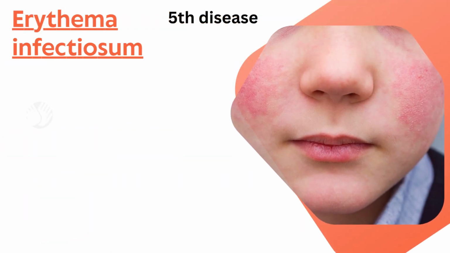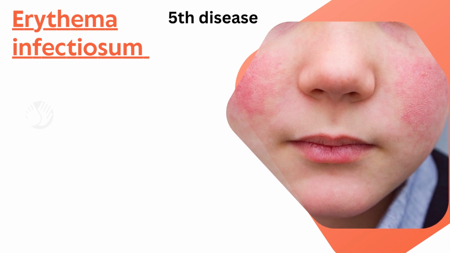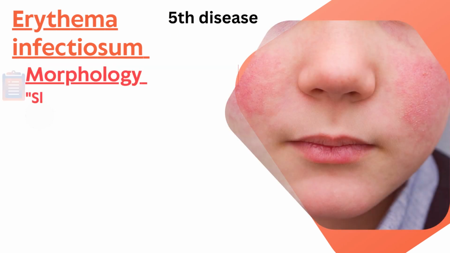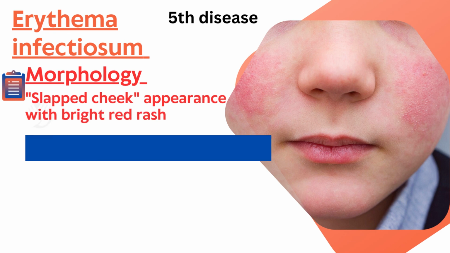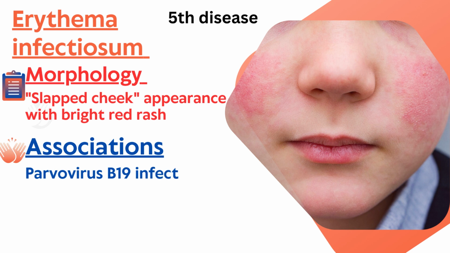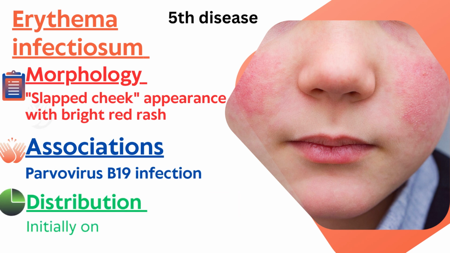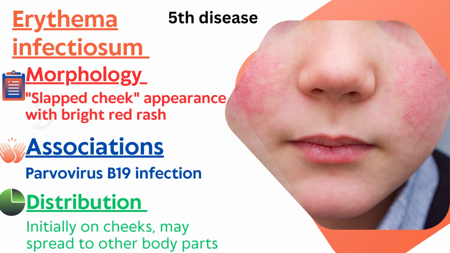Shifting our focus to Erythema Infectiosum, often referred to as the fifth disease, we observe a distinctive, slapped cheek appearance accompanied by a bright red rash. Parvovirus B19 infection is commonly associated with this erythema. Initially, the rash appears on the cheeks and may subsequently spread to other body parts, adding to its characteristic progression.